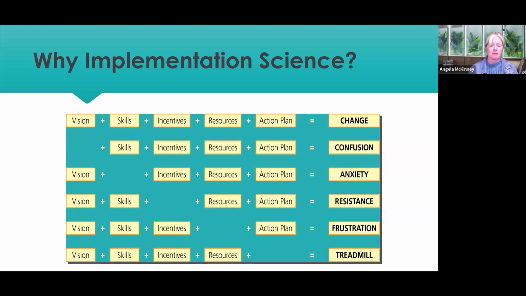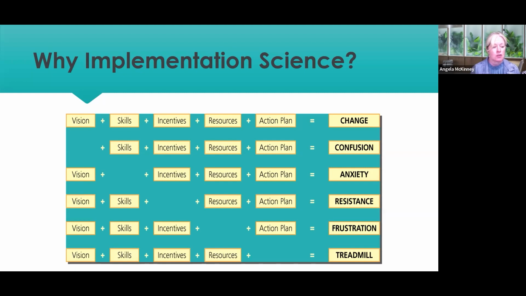So if the payoff for MTSS, if we're using this to describe MTSS, is that it's going to make kids stronger. It's going to fill in those needs that our core instruction wasn't providing. That's the incentive, right? It's why do we do what we do? We have to have the resources to be able to do it. And we also need to have an action plan.